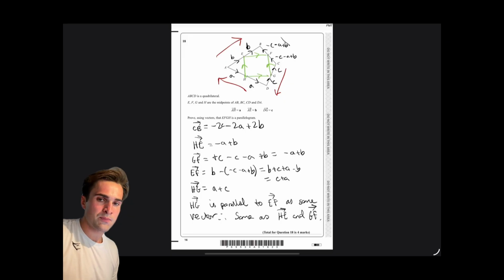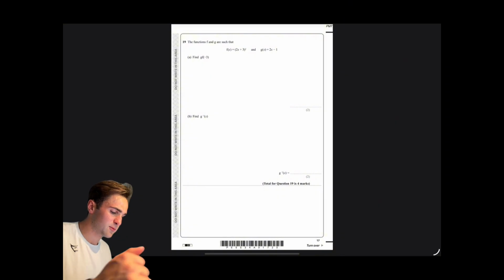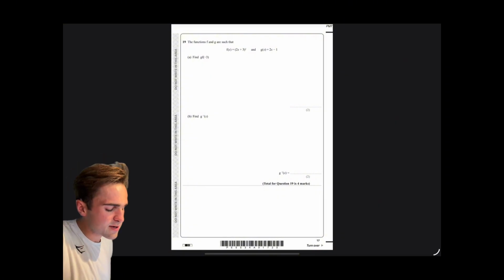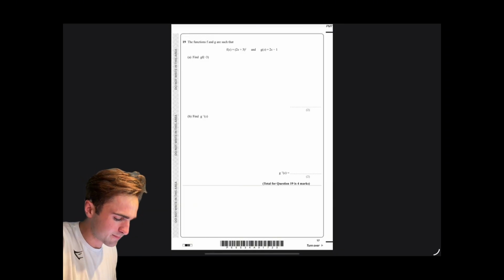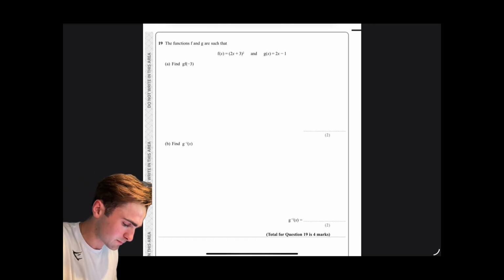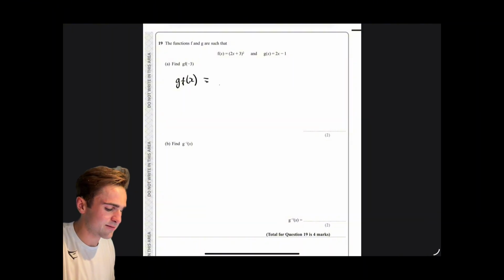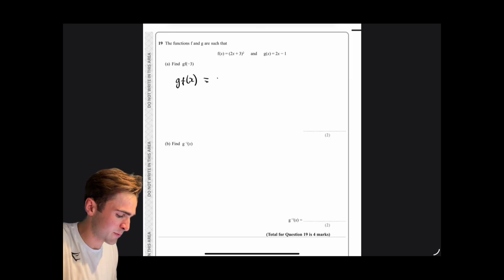F and G are such that f of x is (2x plus 3) all squared and g of x is 2x minus 1. Find gf of minus 3. So first, you just want to find gf of x, right? So what actually is this? Well, we have the g on the outside, so that kind of governs that equation. So we basically make x equal (2x plus 3) squared, right?